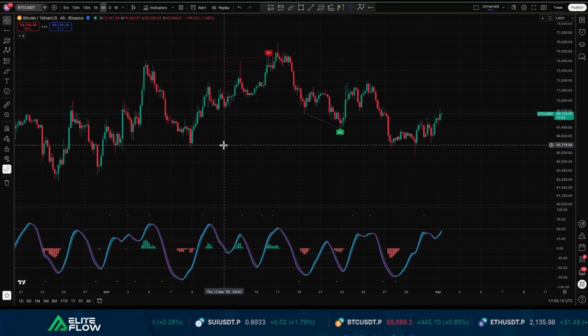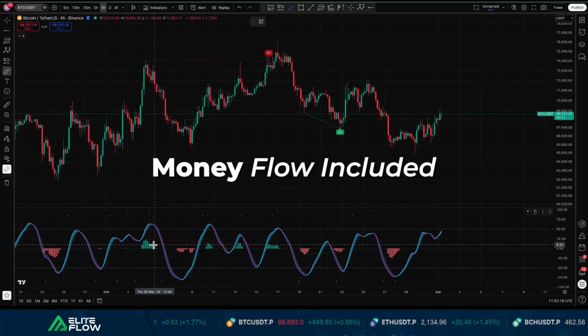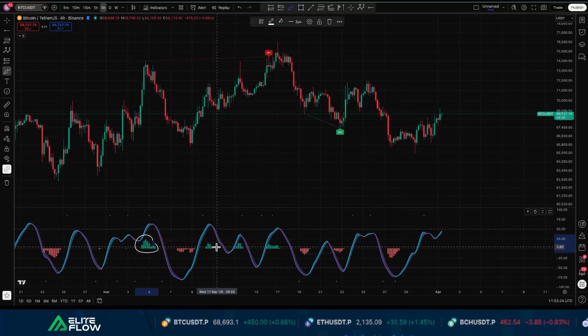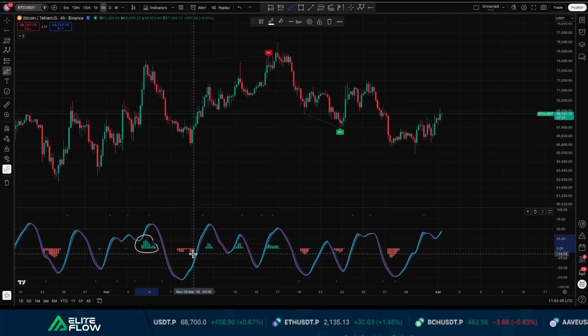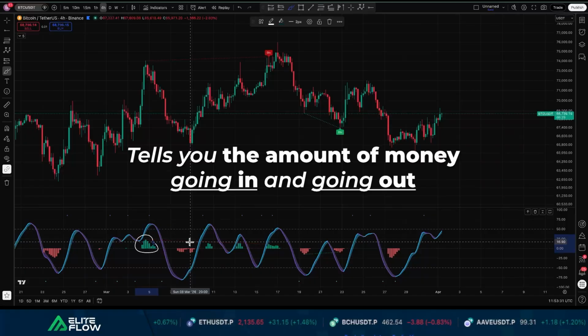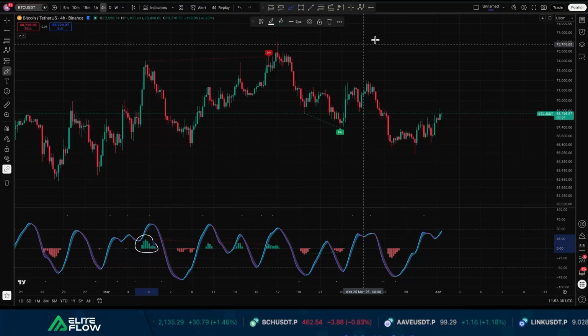And then what else have we done to this to make it so special, you ask? We've added the money flow. So money flow, I would say, is the biggest, most strongest thing in this whole oscillator. What is money flow? Money flow basically tells you the amount of money that is going in and that is going out of your asset. In this case it is Bitcoin.